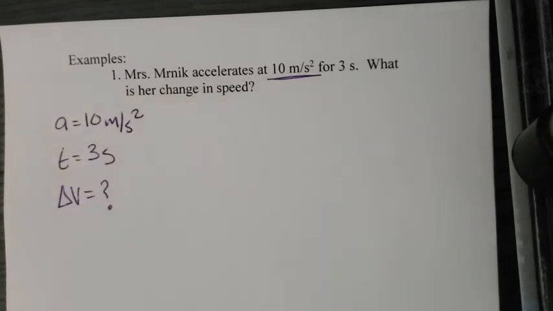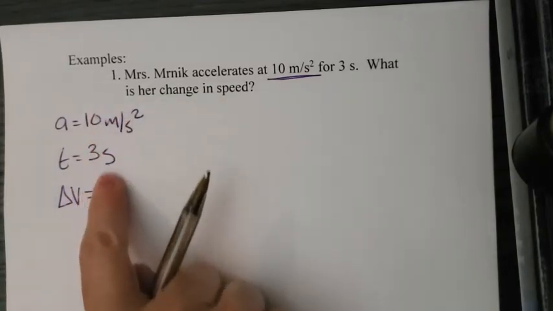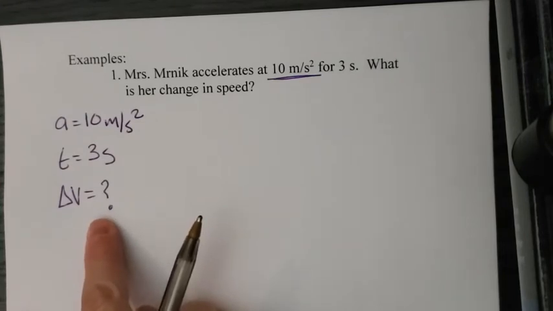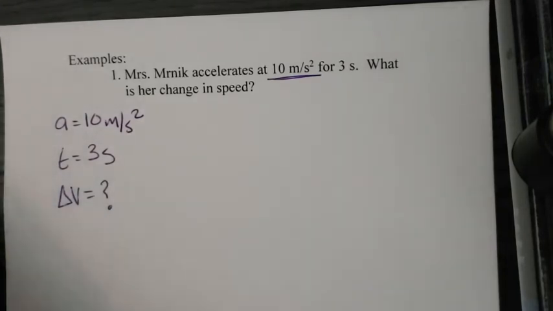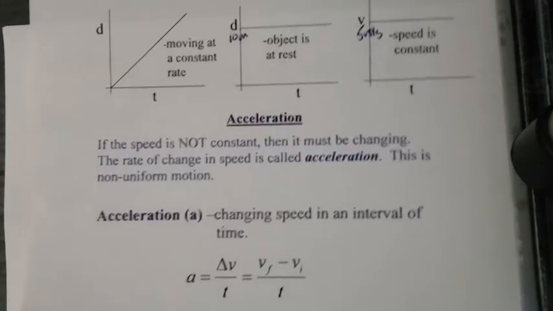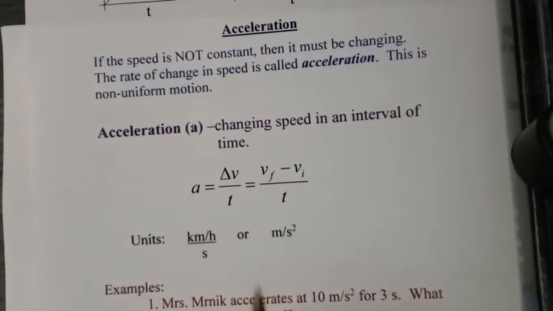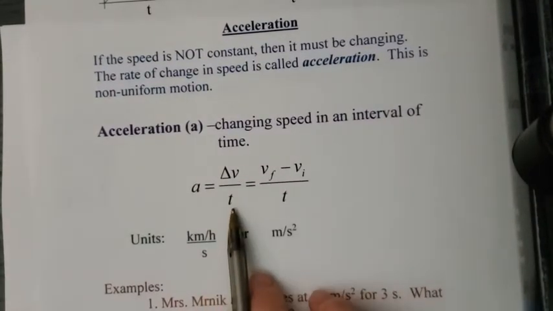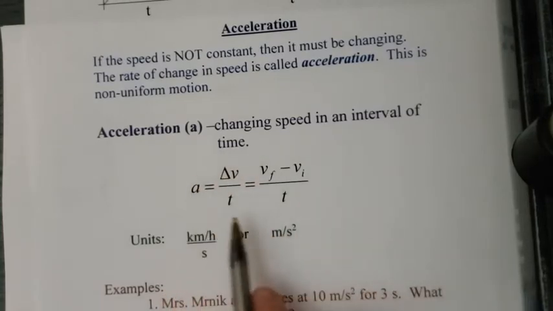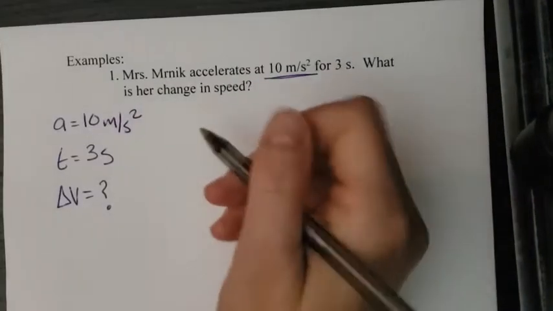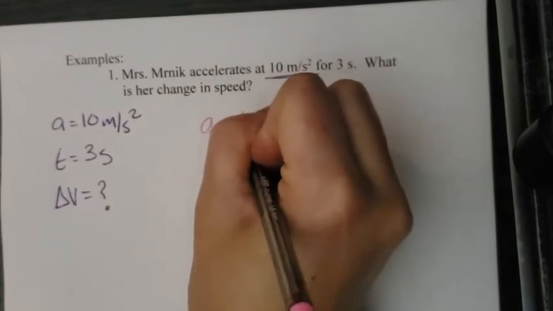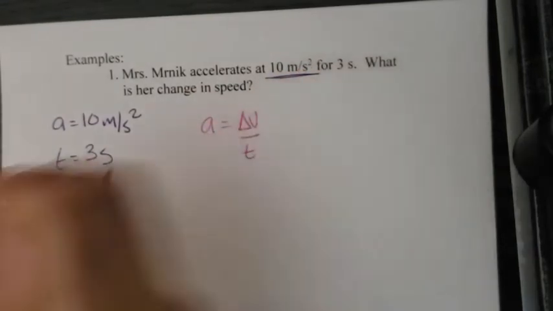So the first thing you do when you solve any physics problem is you write down the given information, including what you're looking for. Next, you look at your formulas. Well, we have two formulas. We have V is equal to D over T. That's uniform motion. You can't use that here. This is acceleration, so we must use our acceleration formulas. So when I bring this note back, we have two. We have one that has the change in speed divided by time. So that's the one I'm going to use. So you write it down. So we know A is equal to the change in speed divided by time.